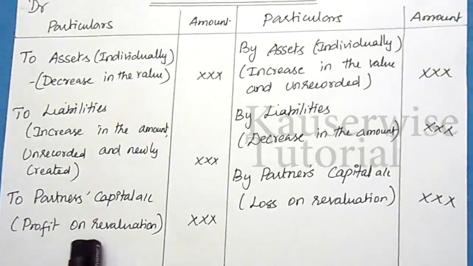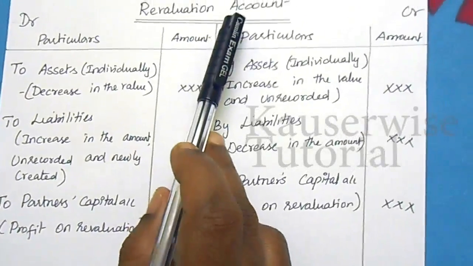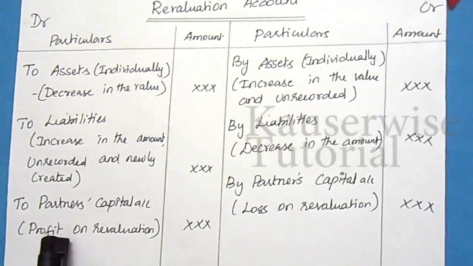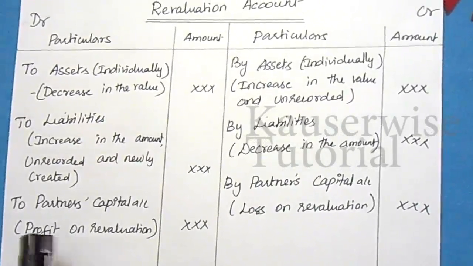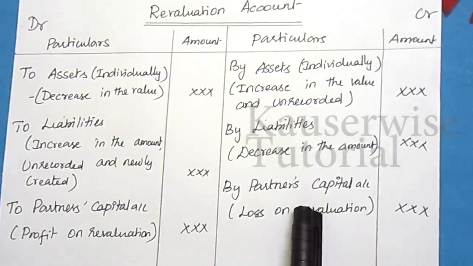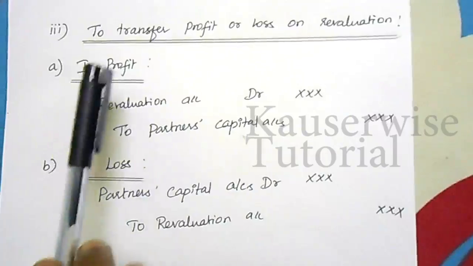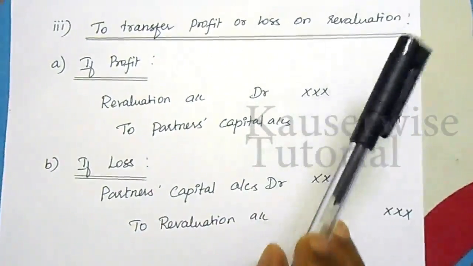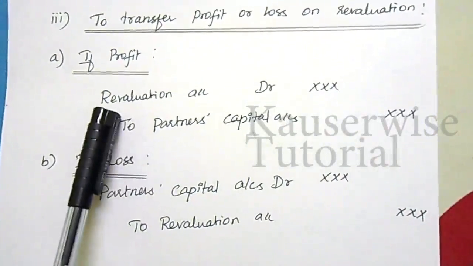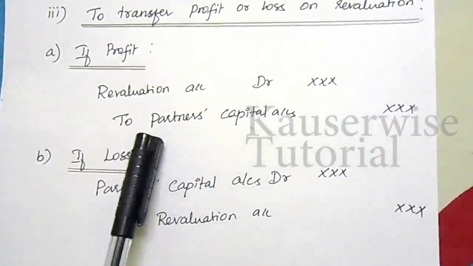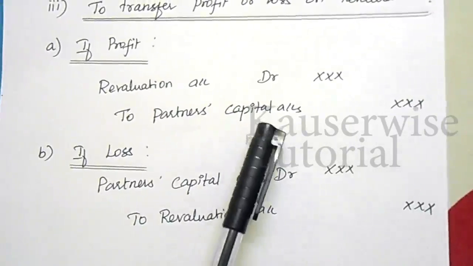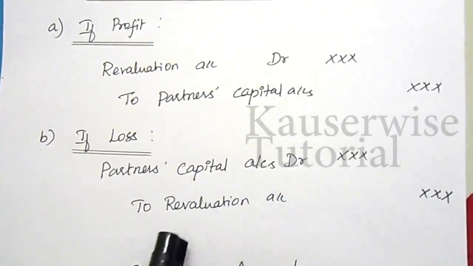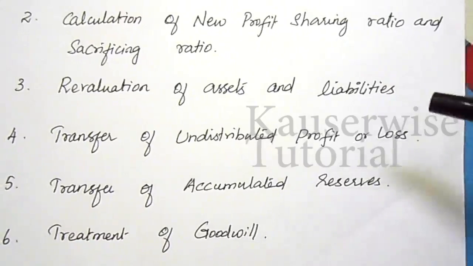Entry for profit on revaluation is: Revaluation Account debit to Old Partners' Capital Account. Entry for loss on revaluation is: Old Partners' Capital Account debit to Revaluation Account. To transfer profit or loss on revaluation, if you get any profit, the entry is Revaluation Account debit to Old Partners' Capital Account. In case of loss, the entry is Old Partners' Capital Account debit to Revaluation Account.